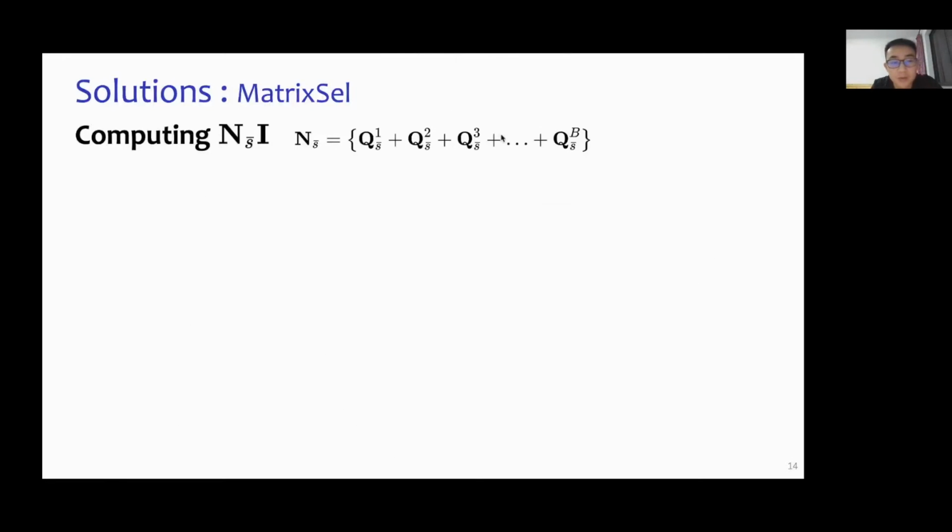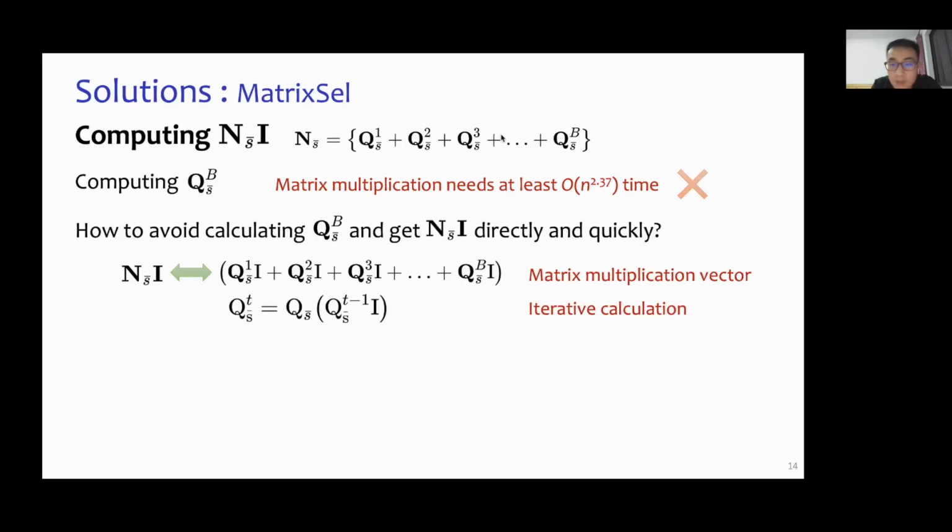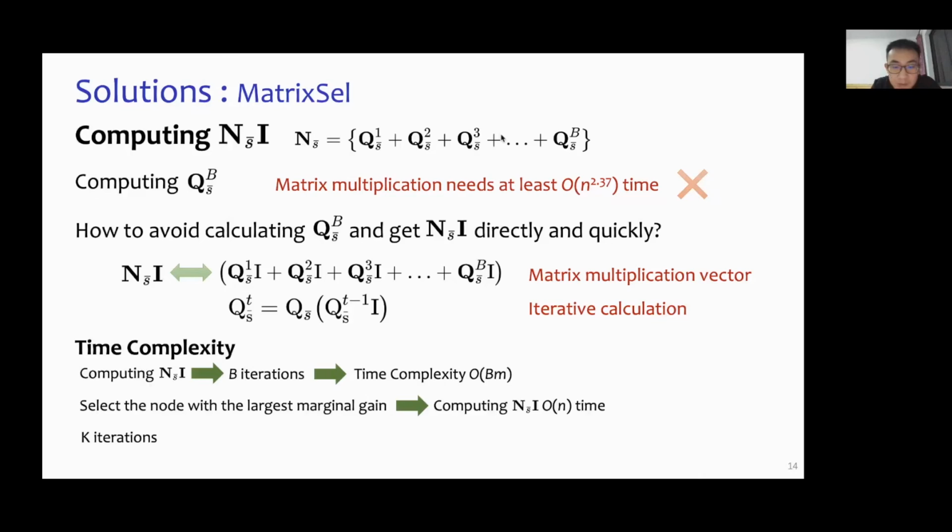Next, we introduce how to compute N_S-hat. The first choice is computing Q_S-hat to the power of B directly, but matrix multiplication is very time consuming. Then, how to avoid calculating Q_S-hat to the power of B and get N_S-hat directly and quickly is very important. We use matrix multiplication with vectors and iterative calculation to solve this problem. For MatrixSel, the total time complexity is O(KBNM). It needs to compute N_S-hat O(n) times in each iteration.